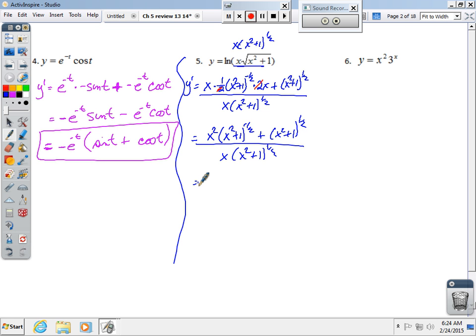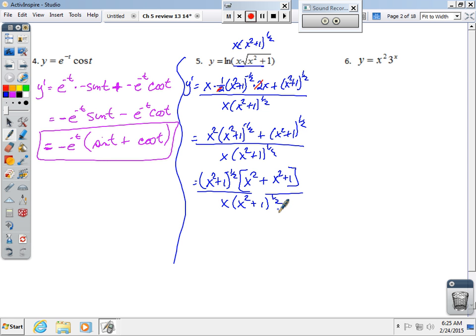And then I guess do a little factoring. Factor out an (x squared plus 1) to the negative 1/2. And that's going to leave me with an x squared to the 0 power, and then plus, that'll leave me to the first, so x squared plus 1, all over x times the quantity (x squared plus 1) to the 1/2.